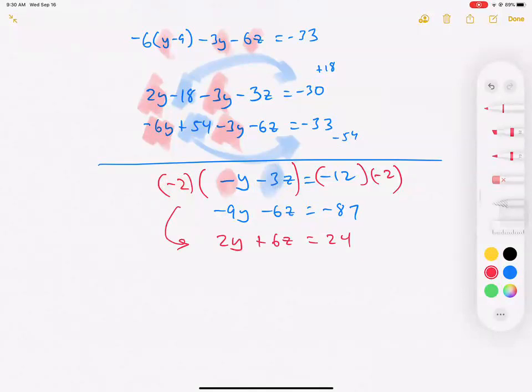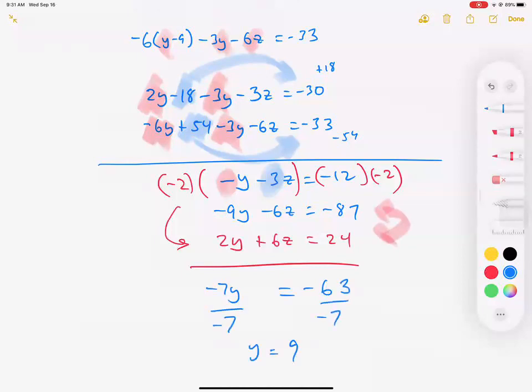So we go from a 3-variable equation to a 2-variable equation, which is what we've been practicing. Hey, look, they match up. These guys here now match up. So this becomes negative 7y equals negative 63. Okay, divide both sides by negative 7. Y is equal to positive 9. Hey, we solved for a variable.